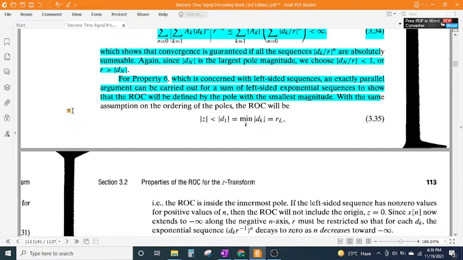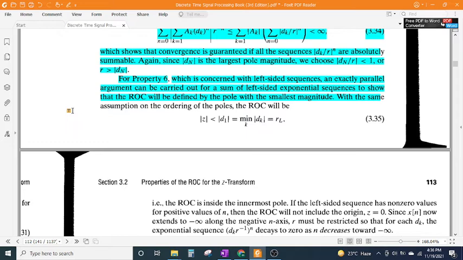Example 3.7: Non-overlapping regions of convergence. An example is the sequence x[n] = (1/2)^n u[n] - (-1/3)^n u[-n-1]. Applying the corresponding entries from Table 3.1 separately to each part leads to the two terms, with |z| > 1/2 for the first and |z| < 1/3 for the second. Since there is no overlap between |z| > 1/2 and |z| < 1/3, we conclude that x[n] has no Z-transform, nor Fourier transform, representation.